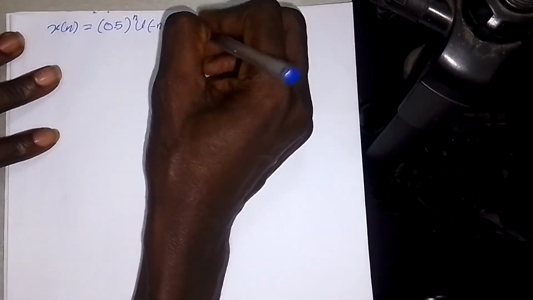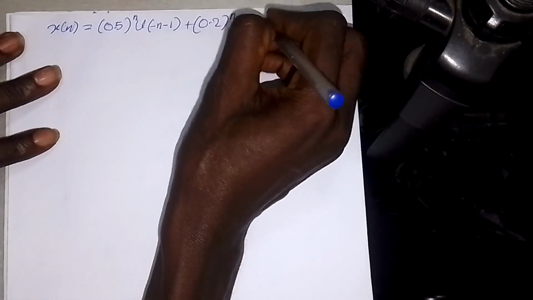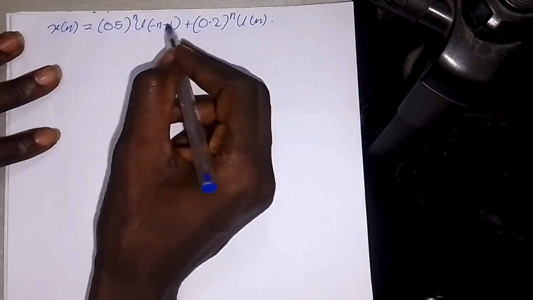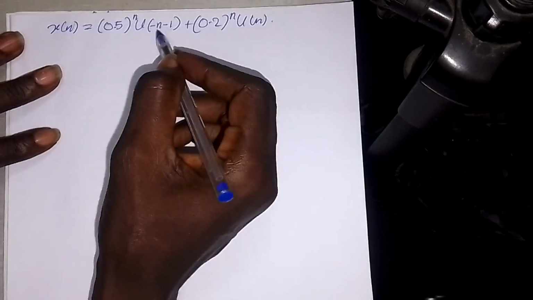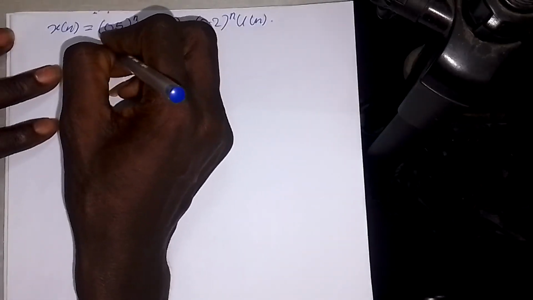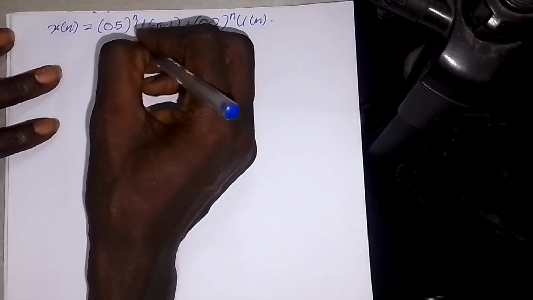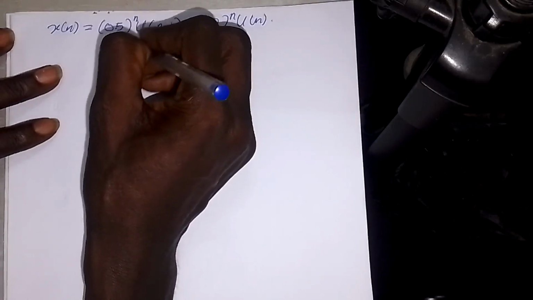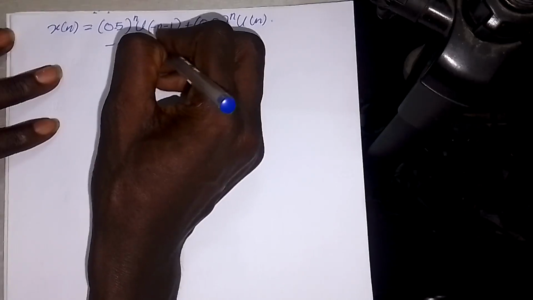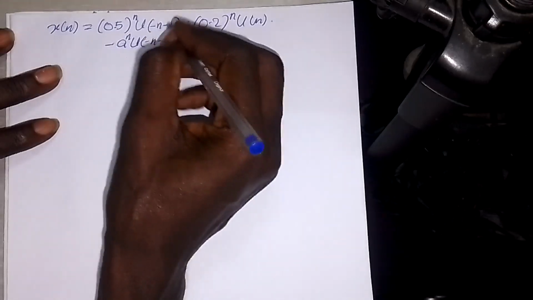0.2 into what? N, u of what? N. So what is the z transform of this particular part? Okay, this part is very similar to what we did before, which was a minus a into u minus a exponent n into u minus n minus 1. It's very similar to this one.